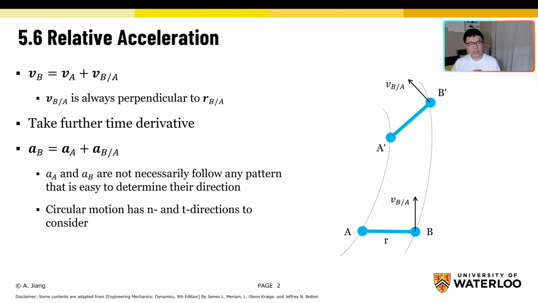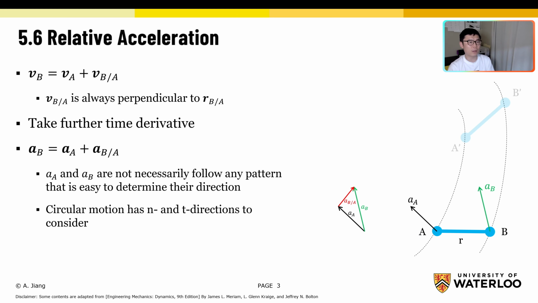Now, if you recall, relative velocity is easy to determine its direction as it's always perpendicular to the line connecting two points of interest. Unlike velocity, looking at the instant where AB is on the right, the acceleration of A and acceleration of B can be in any direction. However, because they are vectors, we can move them tail to tail based on the mathematical equation AB relative to A equals AB minus AA. The vector here is exactly our acceleration AB/A, B relative to A.